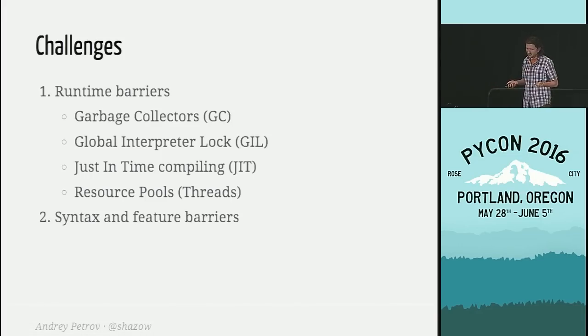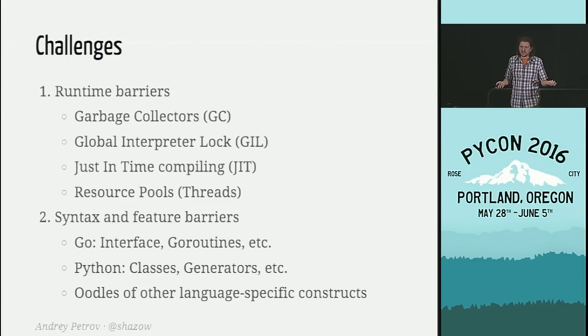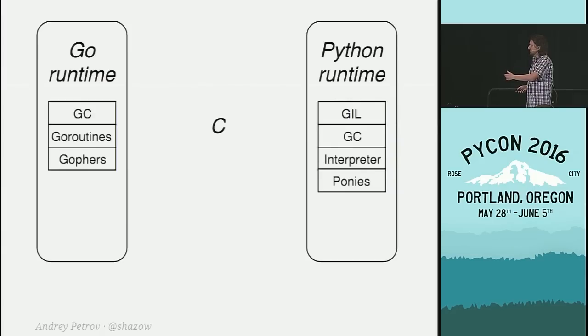And the other challenge is some language constructs. Unless you're passing very basic integers and strings around, your language constructs might not make sense across the language boundaries. Go has interfaces and goroutines and channels, so how do you translate that into Python? And Python has classes and generators that don't really exist in Go. So you have to create these bridges abstractly to allow them to speak across languages.